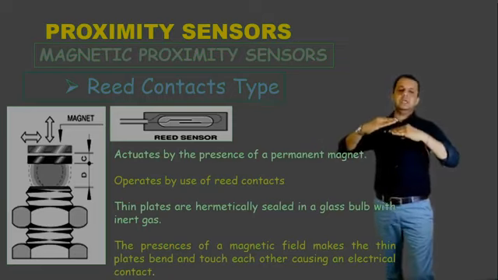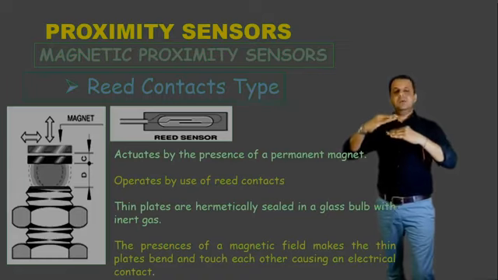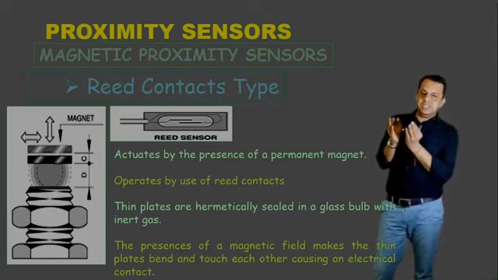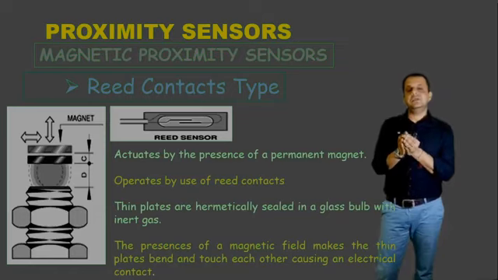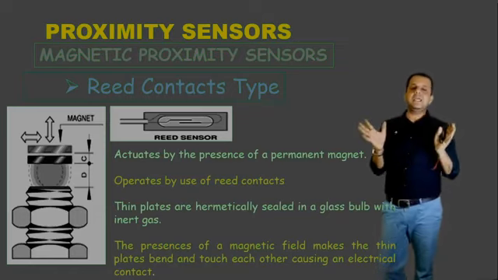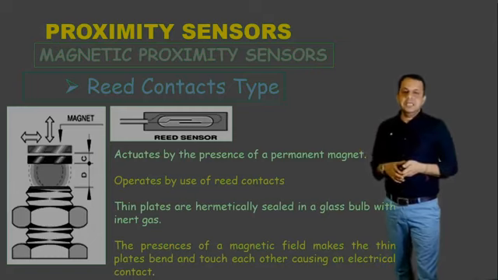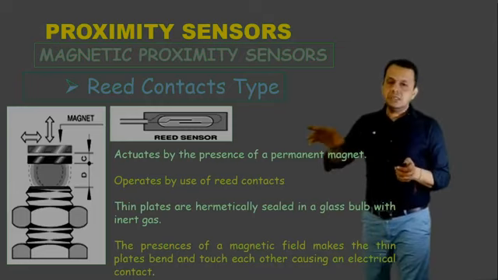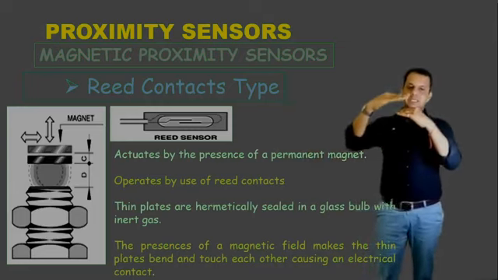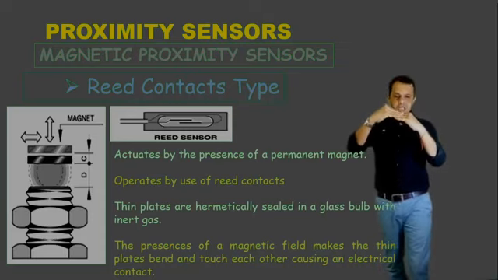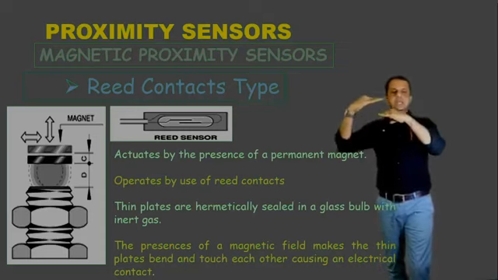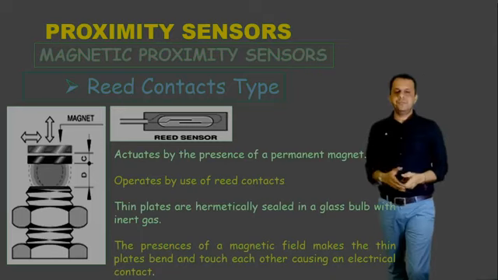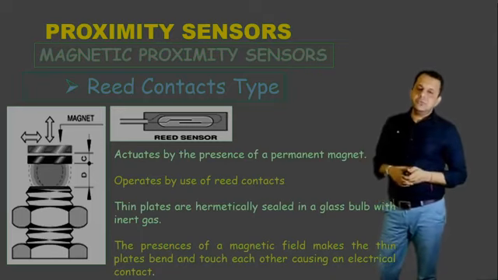Reed contact means one contact is overlaid by another contact, and thin plates are hermetically sealed in a glass bulb, or you can say glass tube, with inert gas. Inert gas means gases which don't take part in chemical reactions, and the presence of a magnetic field will make these thin plates bend. Here in the reed sensor, the plates will be bent and touch each other, and it will close the circuit this way. As soon as the magnetic field is present, they touch and complete the circuit, and it will give you an electrical contact.